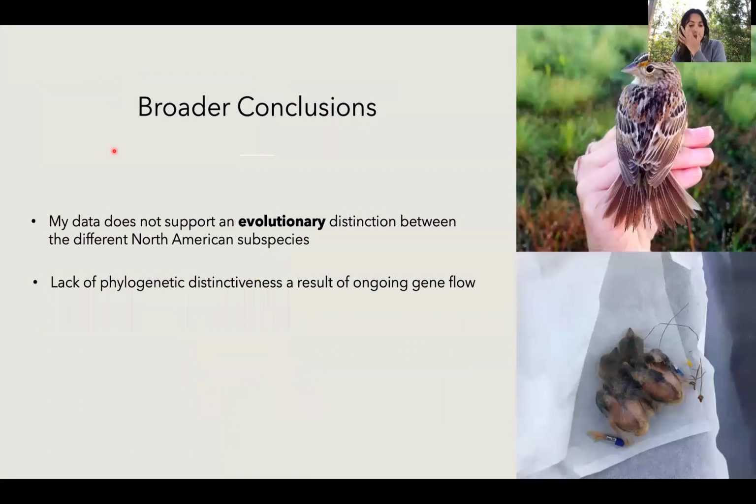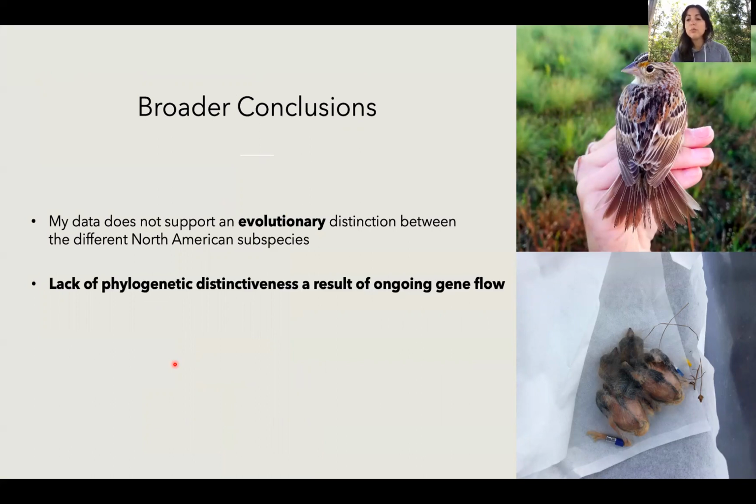And so we can come to some of these broader conclusions. First, my data does not support an evolutionary distinction between these different North American subspecies. Similar to that 2003 paper, it did not find a differentiation. However, alternative to their conclusions, my data shows that the lack of phylogenetic distinctiveness is more so a result of ongoing gene flow as opposed to shared ancestry.